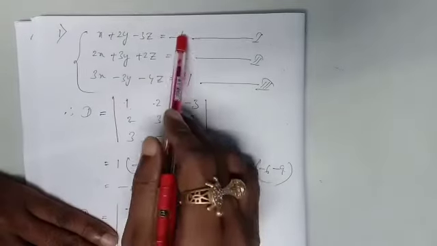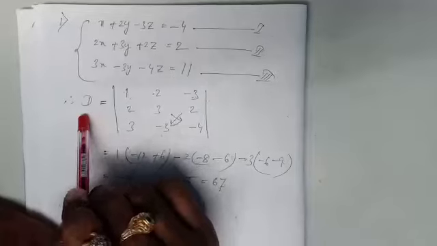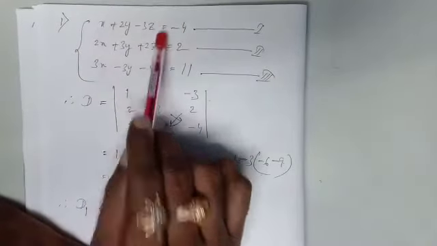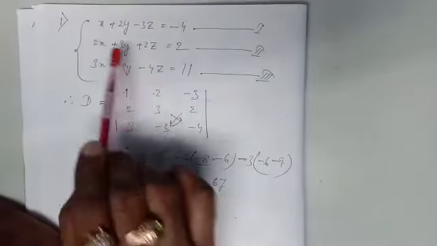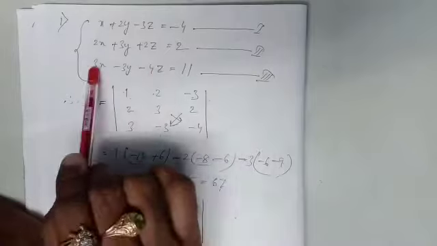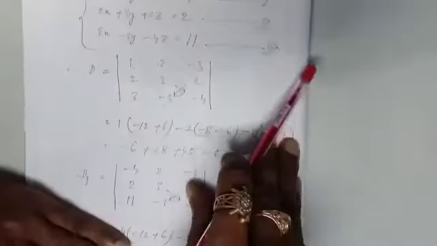The right hand side numbers are minus 4, 2, 11. First you write the D. D means the coefficients of x, y, z. First equation, that is 1, 2, minus 3. Second equation, that is 2, 3, 2. Third equation, 3, minus 3, minus 4. In this way, you have to evaluate D.